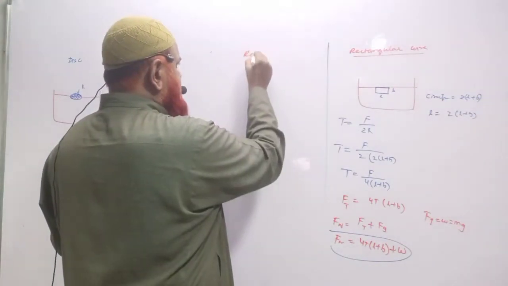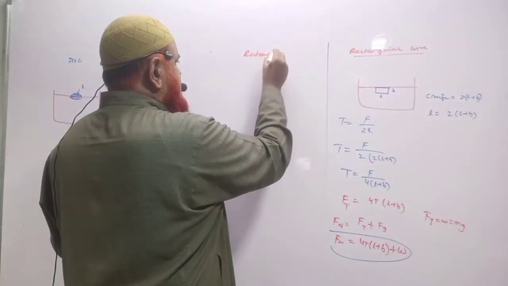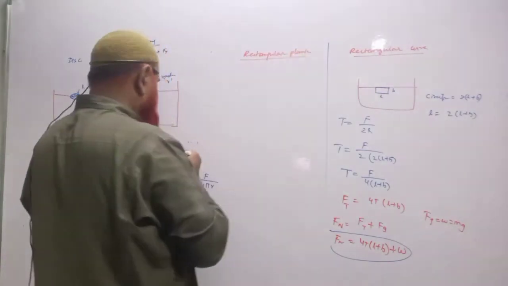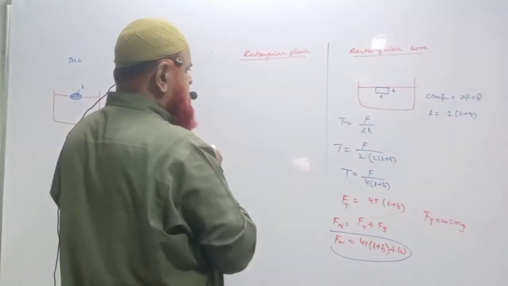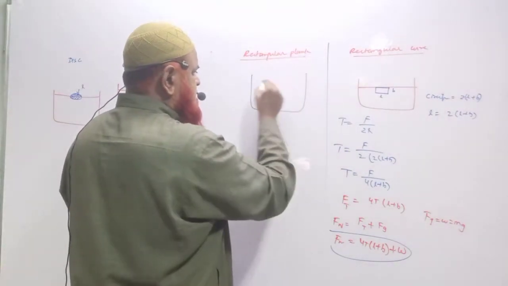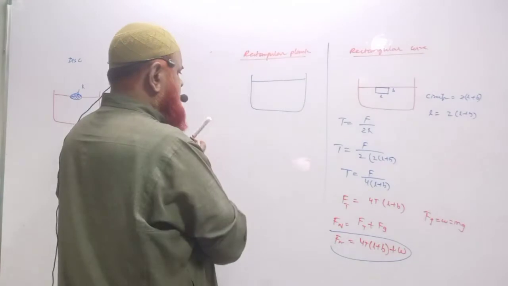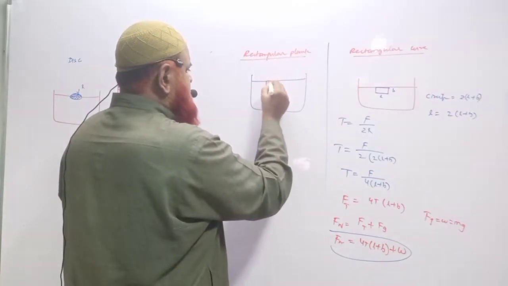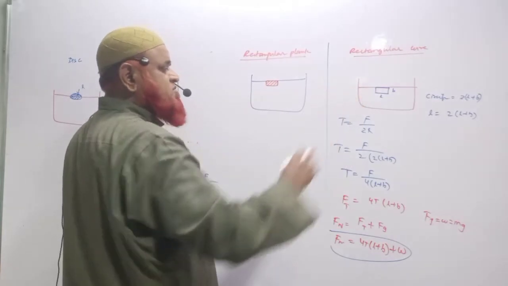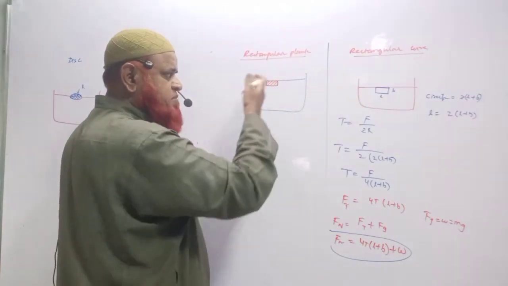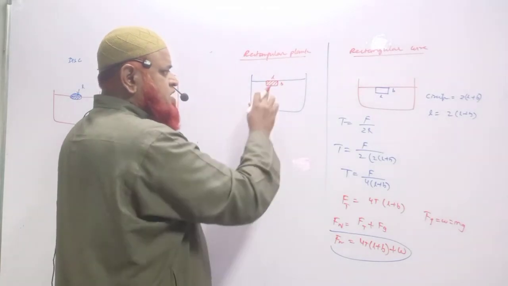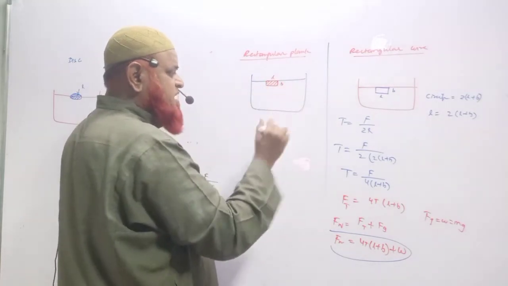Next, for example, if it is a rectangular plank, what happens? What is the meaning of rectangular plank? If this is water, the surface of the water is this one. I am taking a rectangular plank placed on the surface, not the wire, whose length is L and breadth is B. So if it is a plank, I told you only one length you have to take.